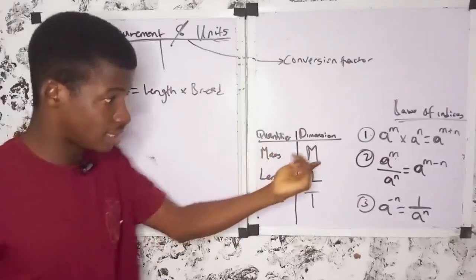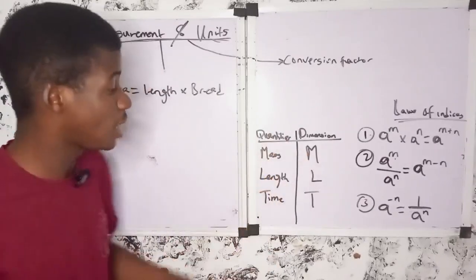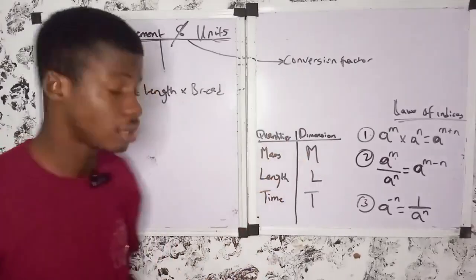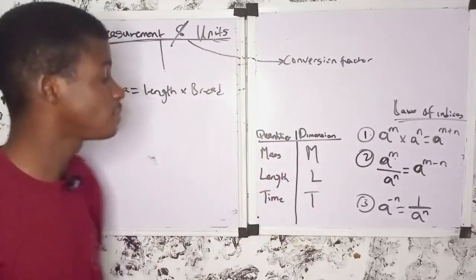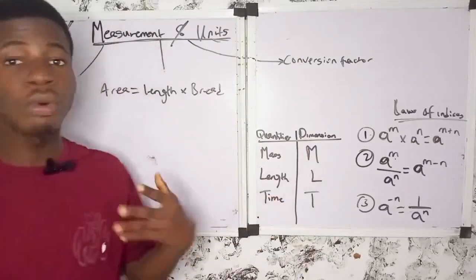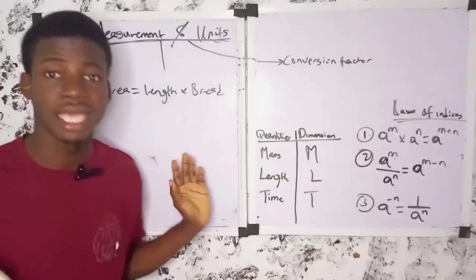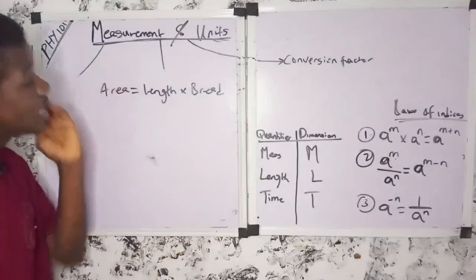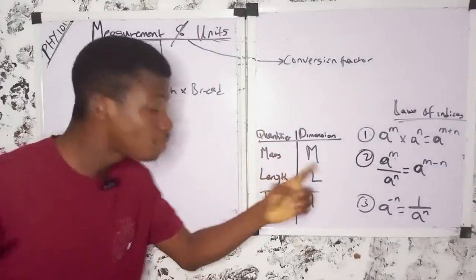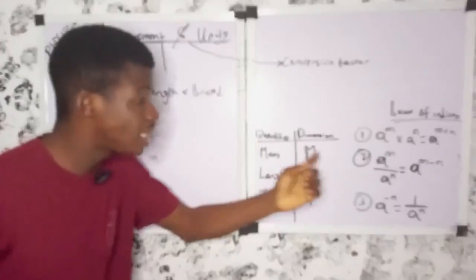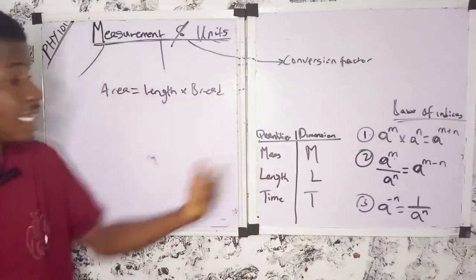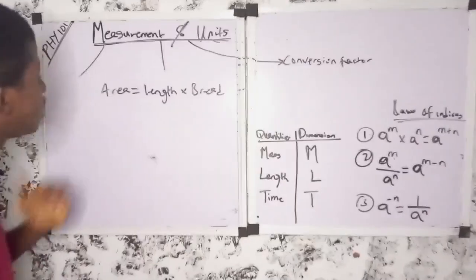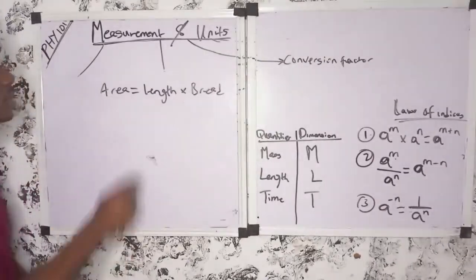So if you look at mass, the dimension of mass is capital letter M, the dimension of length is capital letter L, the dimension of time is capital letter T, okay? It's just made up of one letter. But for derived quantities, their dimension is made up of more than a single letter. It's made up of more than one letter. Now let's look for area.